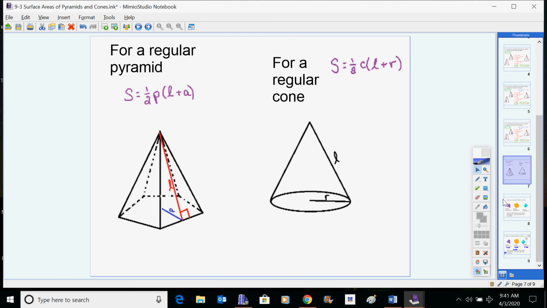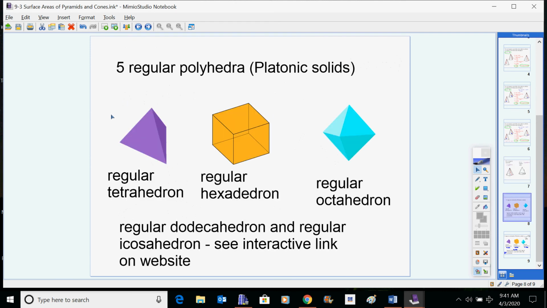And we need to look at some other three-dimensional figures. Now, as I said, it would be great if I could put some things in your hand so you could see, but there are some good interactive links. I want to show you where to find them on the website, so that you can look at these things a little closer. Okay, so we're going to take a look and talk about the regular polyhedra.